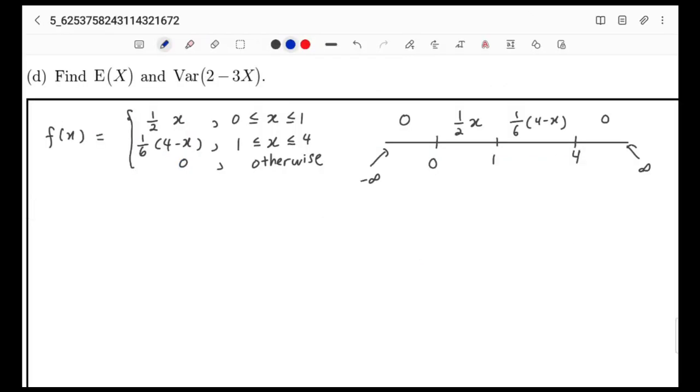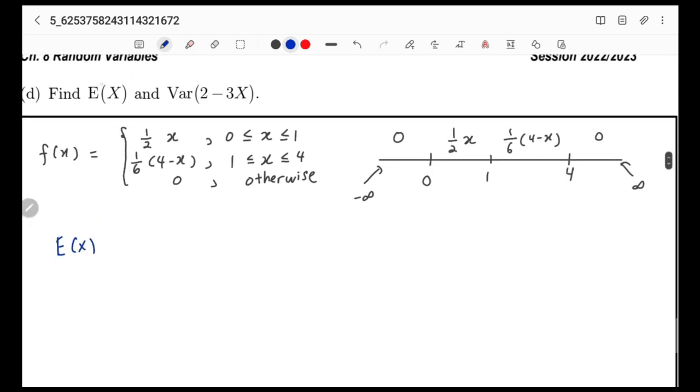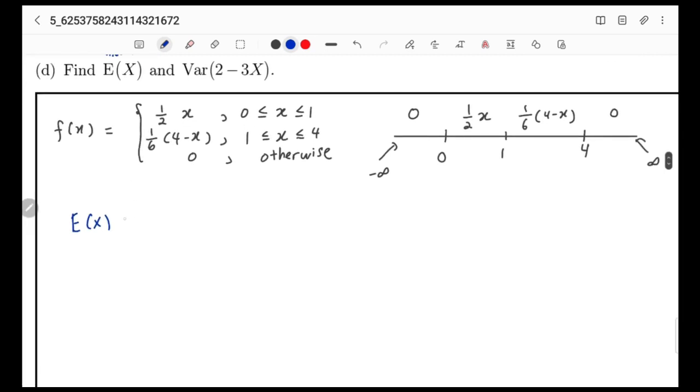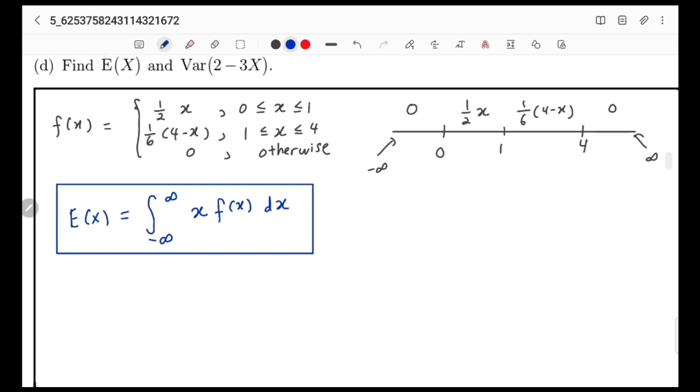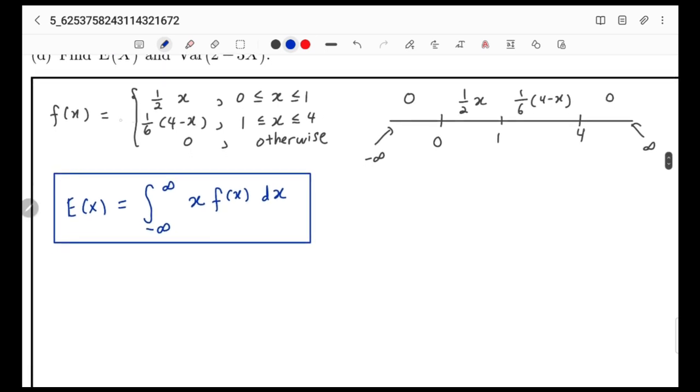D. Find EX and variance 2 minus 3x. The formula for EX or mean or expectation for any continuous random variable is integrate negative infinity until infinity x multiply with the function dx. This is the formula. So from the given function, I already draw the number line.